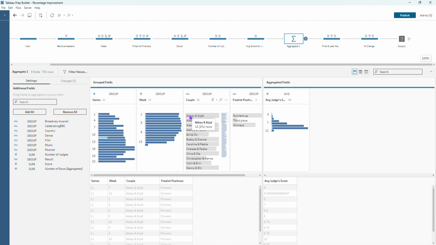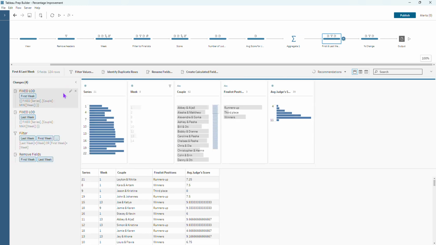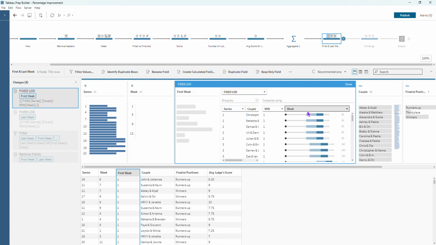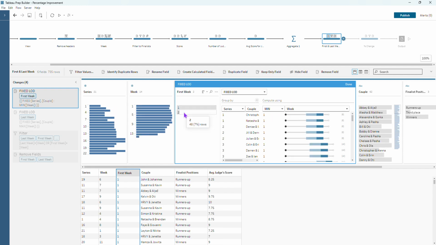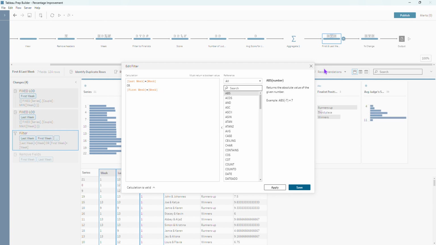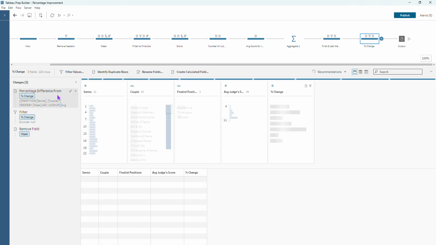So basically, for each couple, we have just one row for each week that they're in the competition, and in order to filter that to just be their min and their max week in the competition, we use a couple of LODs. So for each series and couple, we calculate the min week, because as you can see there, sometimes they didn't dance until week 2, so we need to take that into consideration. Do the same for the max week, and then we just filter where the last week equals week, or the first week equals week. And then we can just do our little percentage change there.